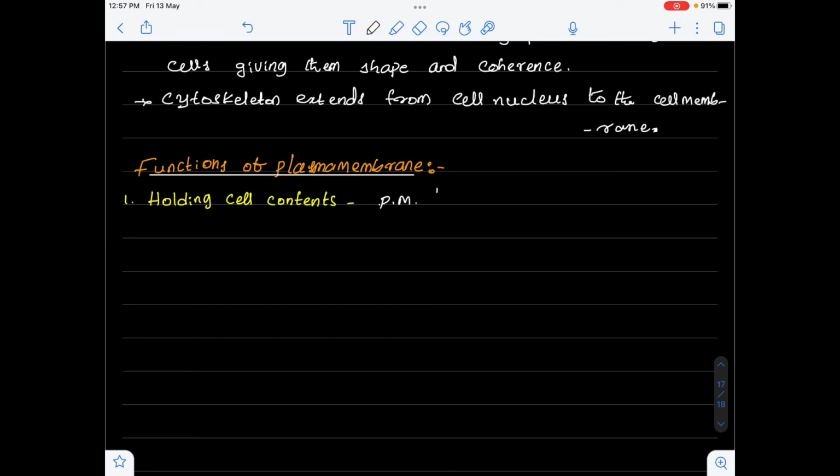The plasma membrane holds the semi-fluid protoplasmic contents. Another function of the plasma membrane is protection.